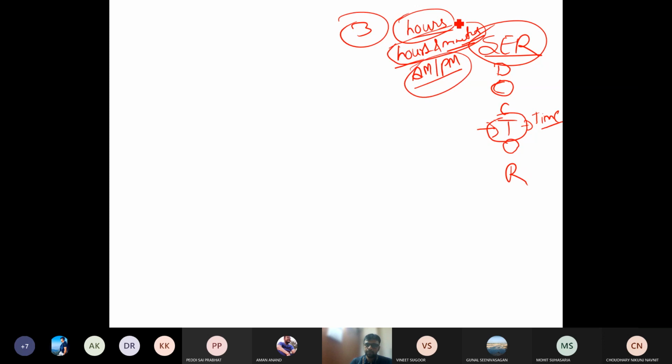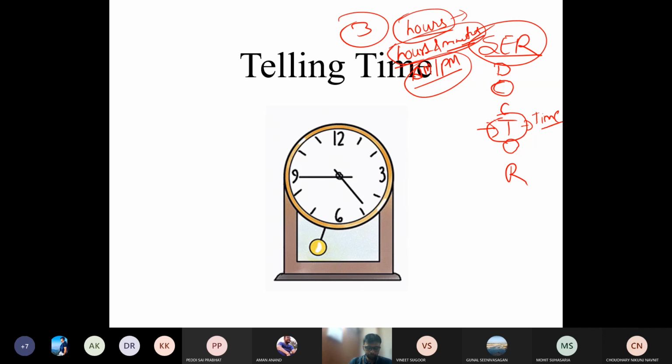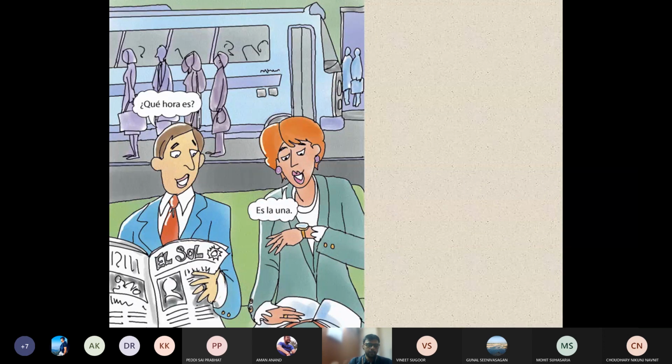So the first stage is this one. Let's see. The very basic question, which all of you need to know, is that when you want to know the time from someone, what is the question you ask in English? You have the expression like what time is it, what is the time. In Spanish, that same expression can be asked like this: ¿Qué hora es?